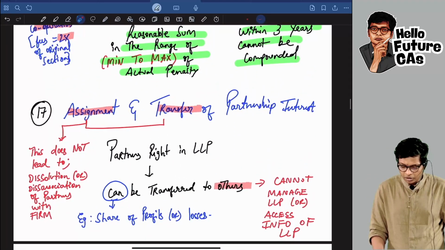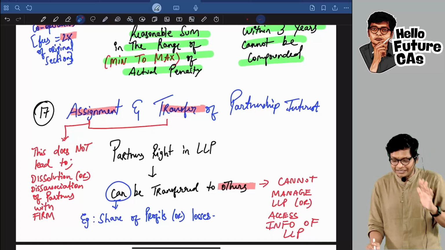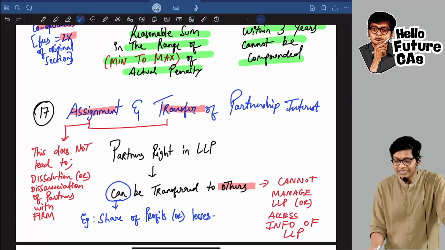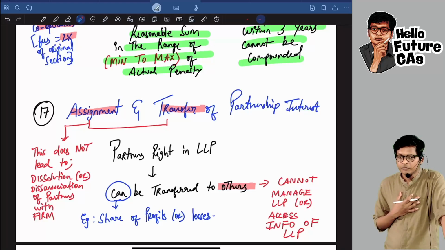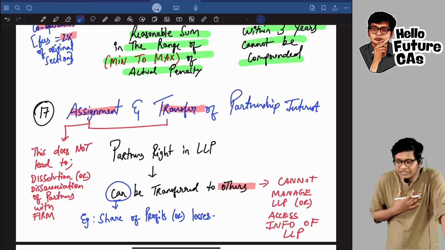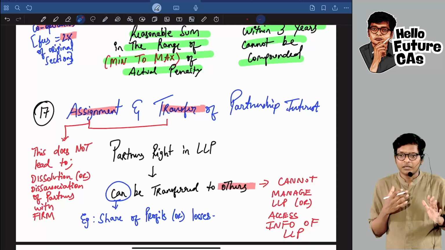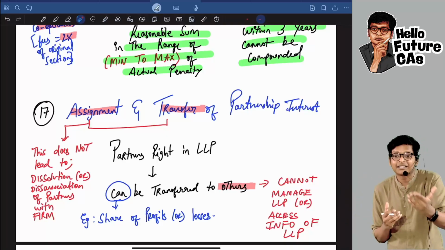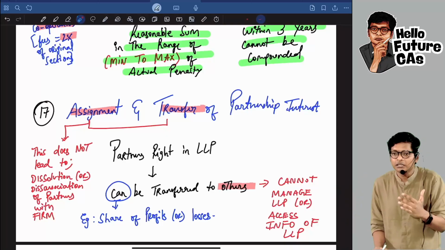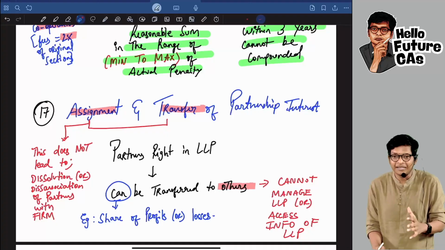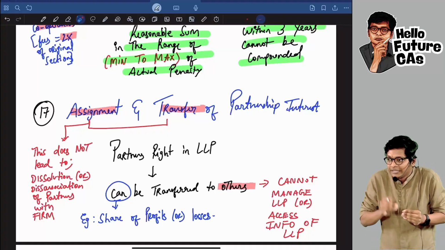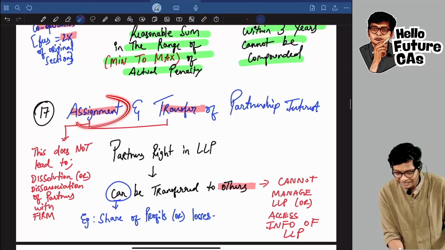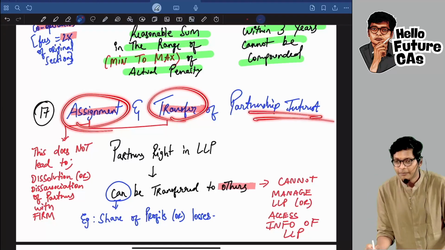Next, concept number 17. Assignment and transfer of partnership interest. Very simple. Sir, I am a partner in a firm, sir. Okay. But I don't want those profits for myself. My brother or my sister is there. My sister is studying, she needs some pocket money. So I'm telling, in this LLP, whatever profit I'm getting, give it to my sister. That's called assignment and transfer of partnership interest.